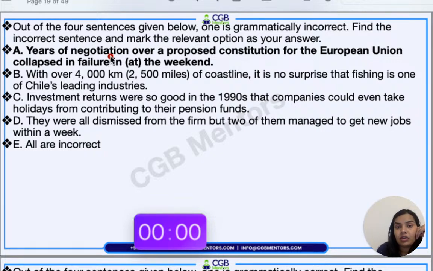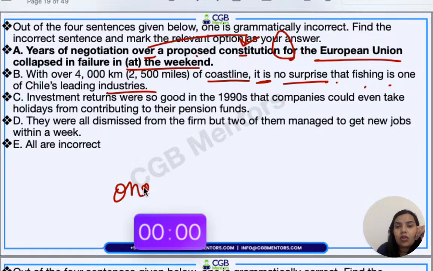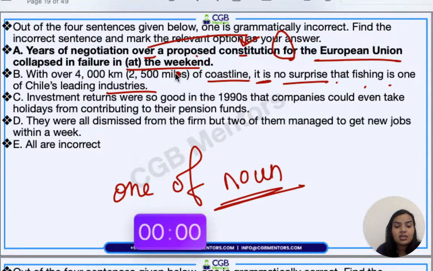Years of negotiation. Okay, over what? Over a proposed constitution. For what? For the EU, collapsed in failure at the weekend. Weekend is a specific time. Whenever we talk about a specific time, we use at. With over 4k kilometers of coastline, it is no surprise that fishing is one of the industries. 'One of' will always take a plural noun, which is satisfied here.